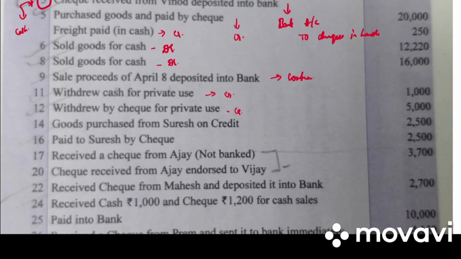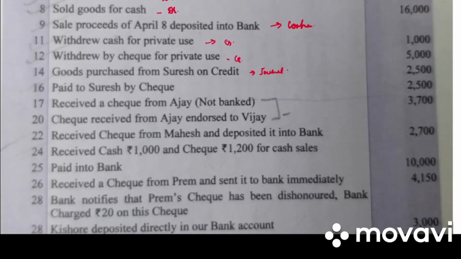Then we have goods purchased from Suresh on credit. This is a credit transaction, so it will be in your journal entry. Paid Suresh by check. So it will be on the credit side, bank column. Received a check from Ajay, in bracket they have given not banked. So Ajay gave us a check, but we have not deposited the same into bank. So what will be the entry first? It will be check in hand to Ajay's account. This will be written in the journal entries.